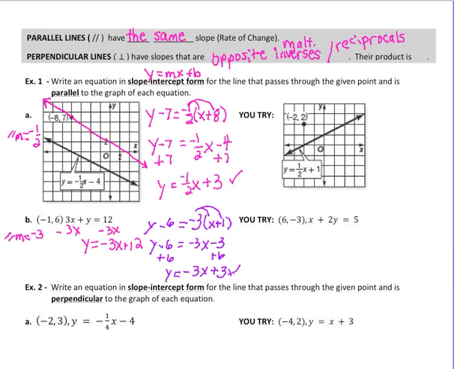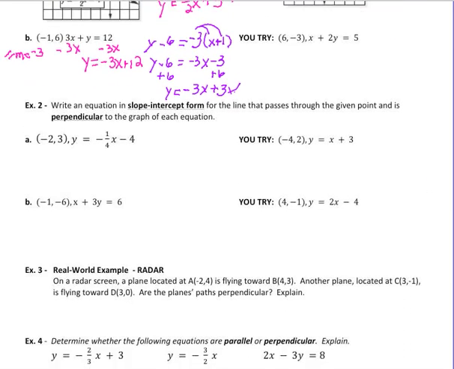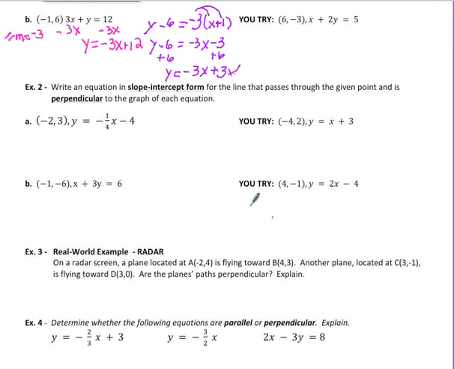Now we're going to go into perpendicular lines. So it says write an equation in slope-intercept form again for the line that passes through the given point that is perpendicular to the graph. So the only thing different here is that my slope, I have to do something to it. It's not the same slope. So perpendicular slope here, remember it's the opposite reciprocal. So I'm going to flip this so then it becomes 4 over 1 and it no longer will be negative. So it's a positive 4 over 1.